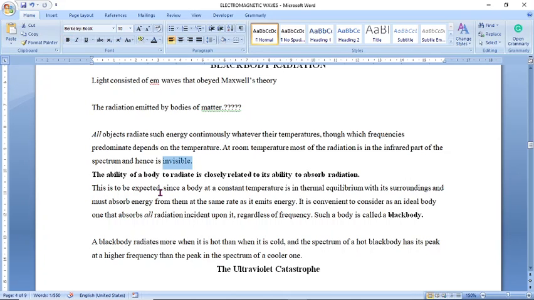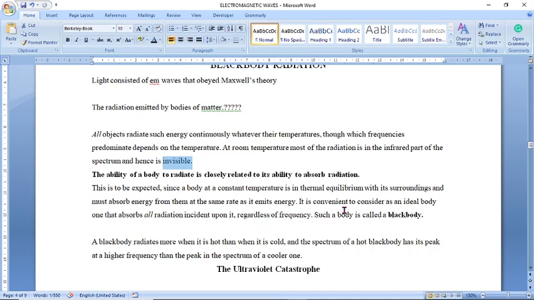This is to be expected since a body at a constant temperature is in thermal equilibrium with its surroundings and must absorb energy from them at the same rate as it emits energy. It is convenient to consider as an ideal body one that absorbs all radiation incident upon it, regardless of frequency. Such a body is called a black body. That means the black body absorbs all radiations.